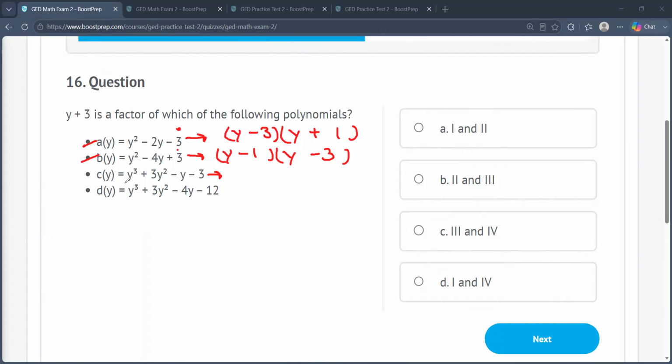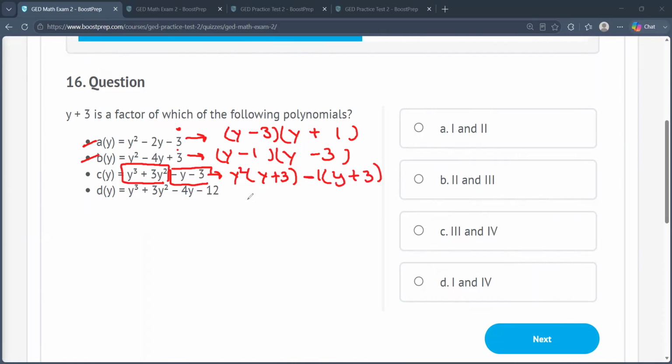What about here? How do we factor this? y cubed plus 3y squared minus y minus 3. You're going to have to do some grouping by factoring because there are 4 terms: 1, 2, 3, 4. So you split it into two parts. y cubed plus 3y squared: you can factor out a y squared, so this is y plus 3. And the second part, -y minus 3: you can factor out -1, so this is y plus 3.